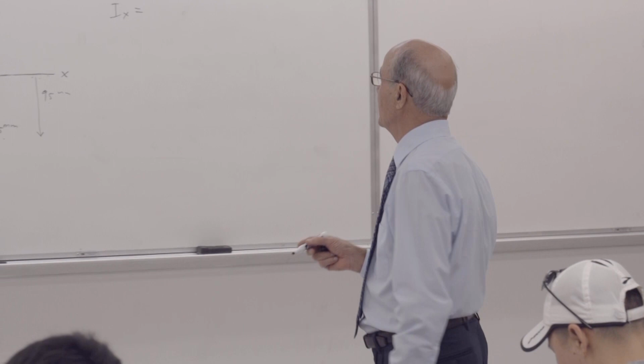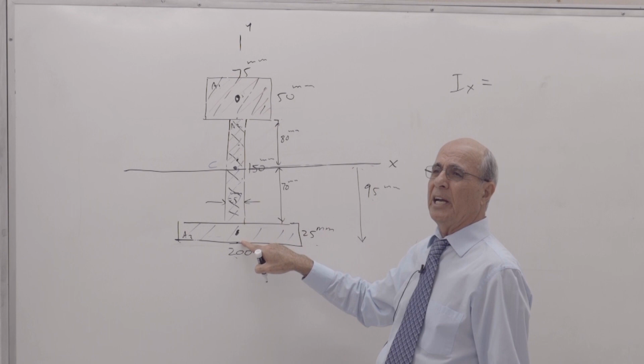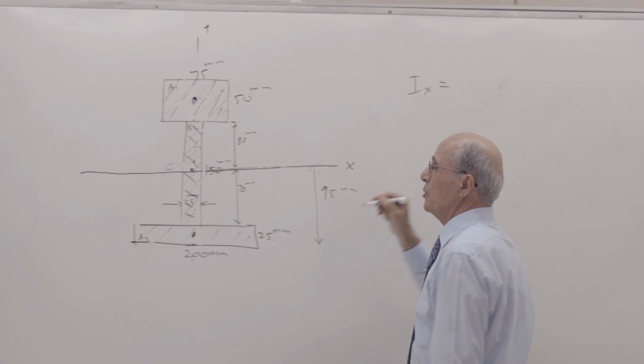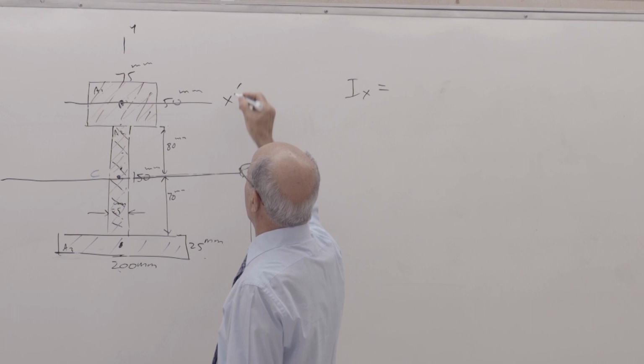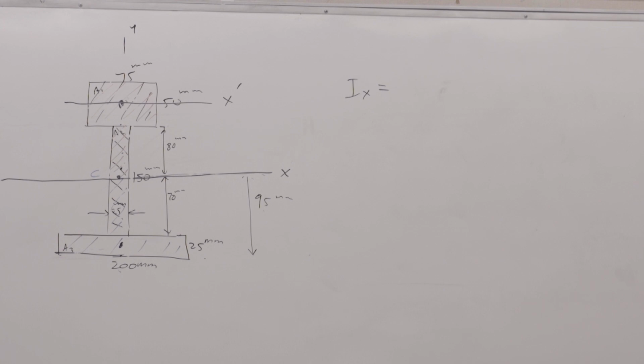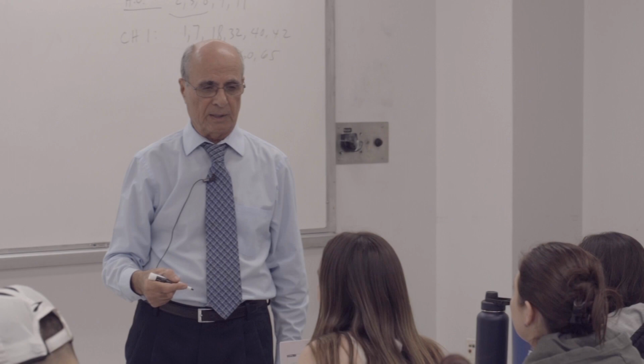Everybody understood that. Now, Ix. What is Ix? I need Ix of area 1, Ix of area 3, and Ix of area 2. Let's do the first one. Now, how do I do that? First, I need the centroid. That's the centroid, and this is x prime. Is that correct or not? The x prime passes through the centroid of A1. Don't worry about it. I just wanted you to know that this type of question is going to be asked from you in the first quiz. Yes?